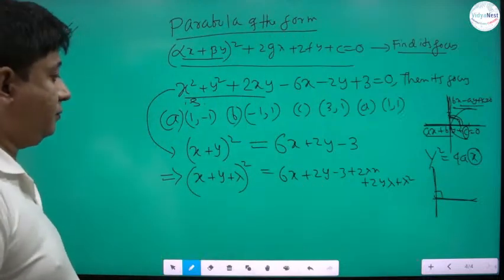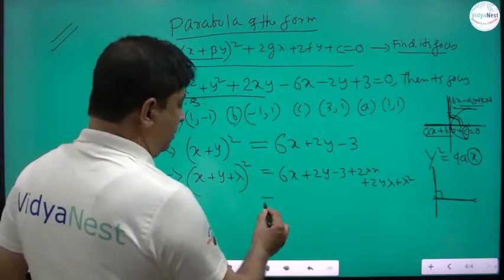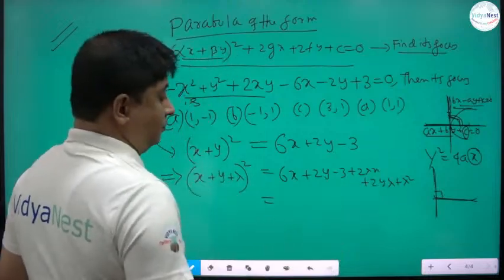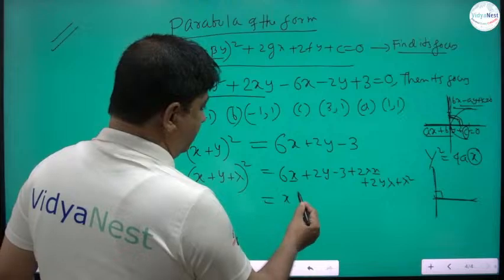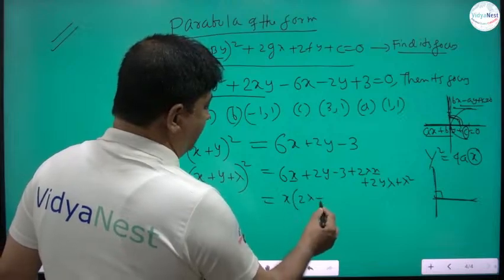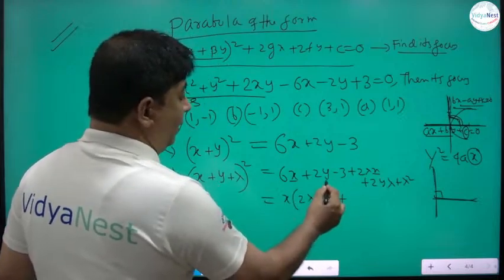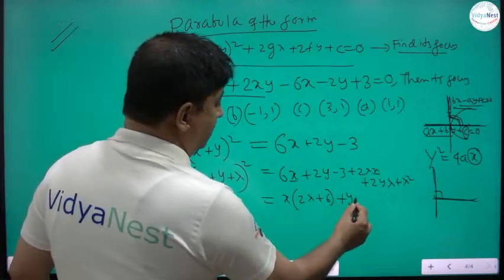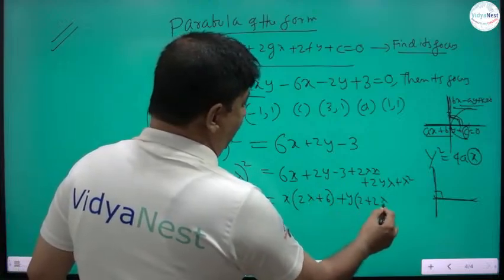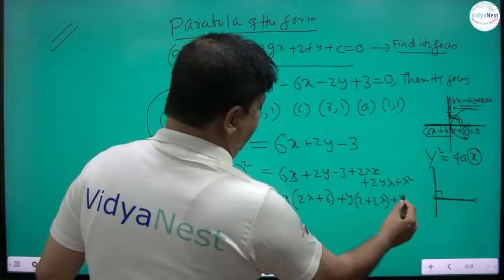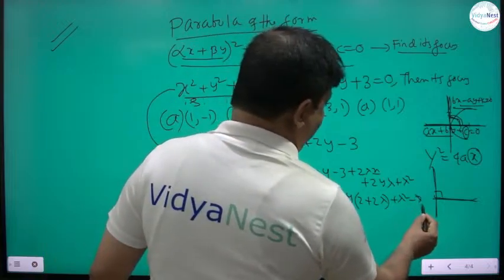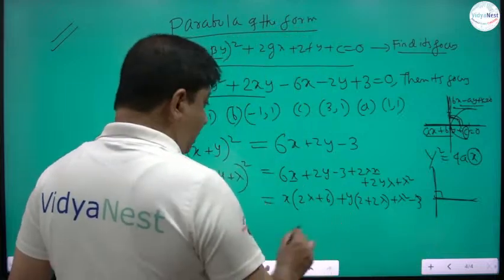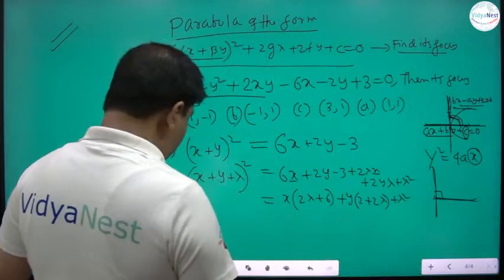Okay. Now you write it in the linear form. How? Where x is present, 2 lambda plus 6. Where y is present, 2 plus 2 lambda. And the constant term, lambda square minus 3.